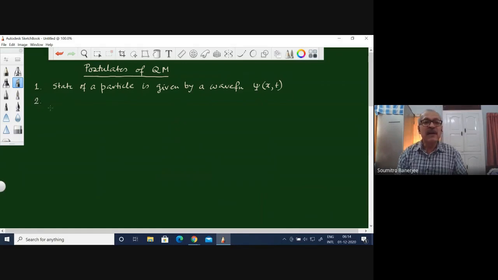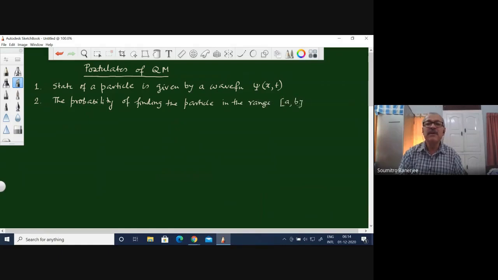Two is that there is a meaning to this wave function, that is the probability of finding. So the particle cannot be localized, you do not know where it is, but you can only talk in terms of the probabilities of the particle being in some range in space. So the probability of finding the particle in the range A to B is the integral from A to B of mod psi squared dx.